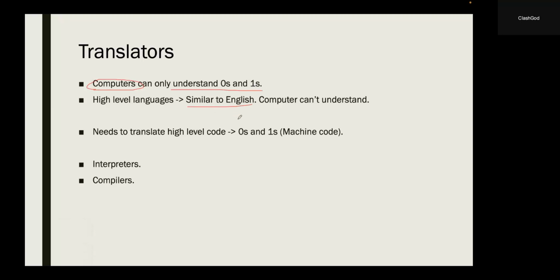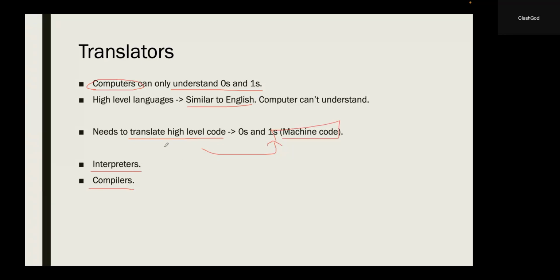So in order for the computer to understand the code you have written, you need a translator. You need to translate the code you have written that is similar to English into zeros and ones, which is machine code, and that is the program that the computer can understand. There are two types of translators that we are going to look at in detail. First are interpreters, and the second are compilers. They're a little different in nature, and we're going to look at these two in detail as well.